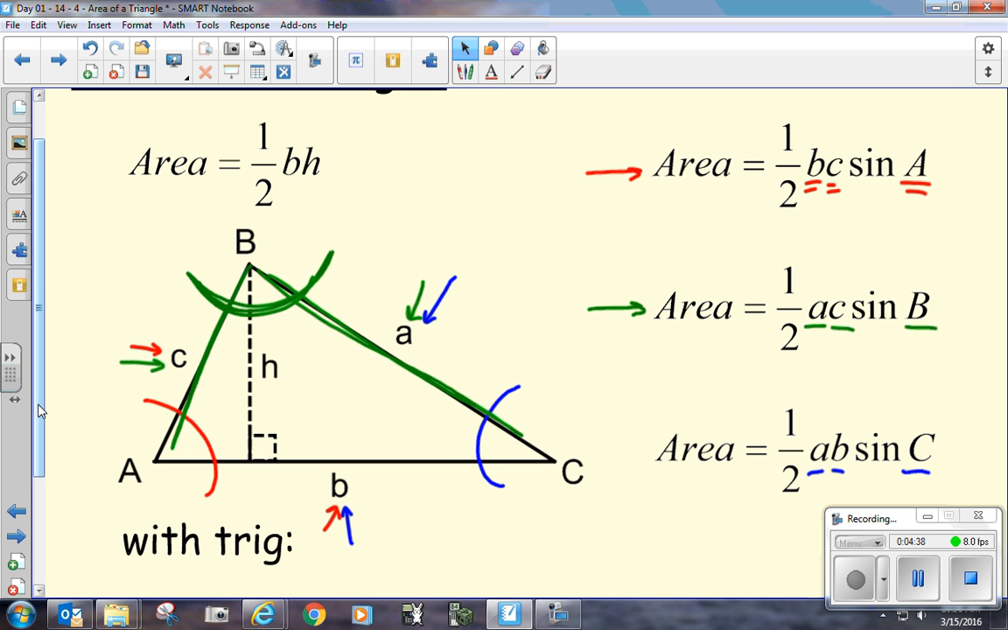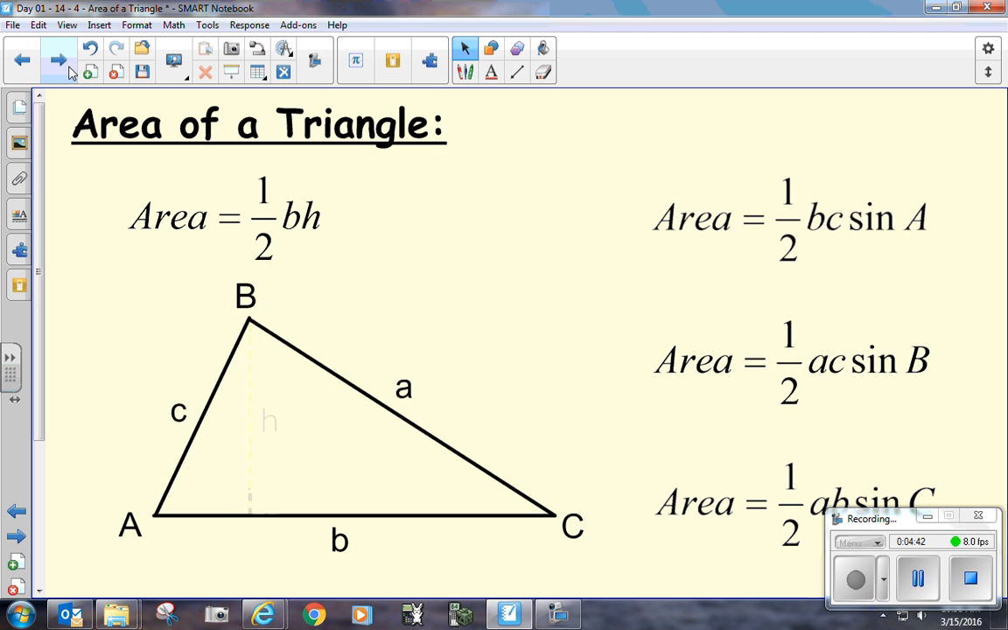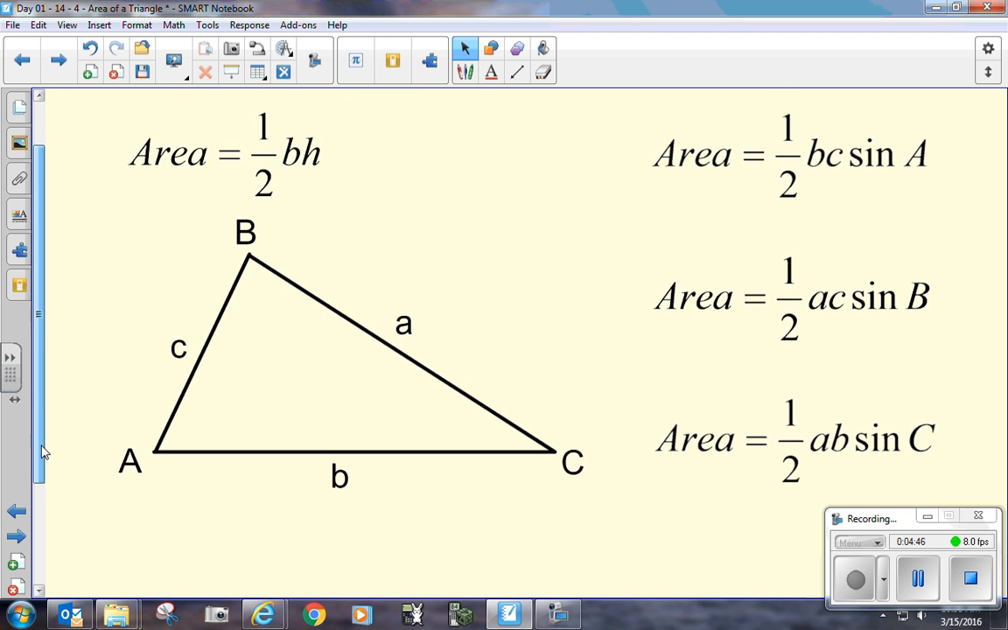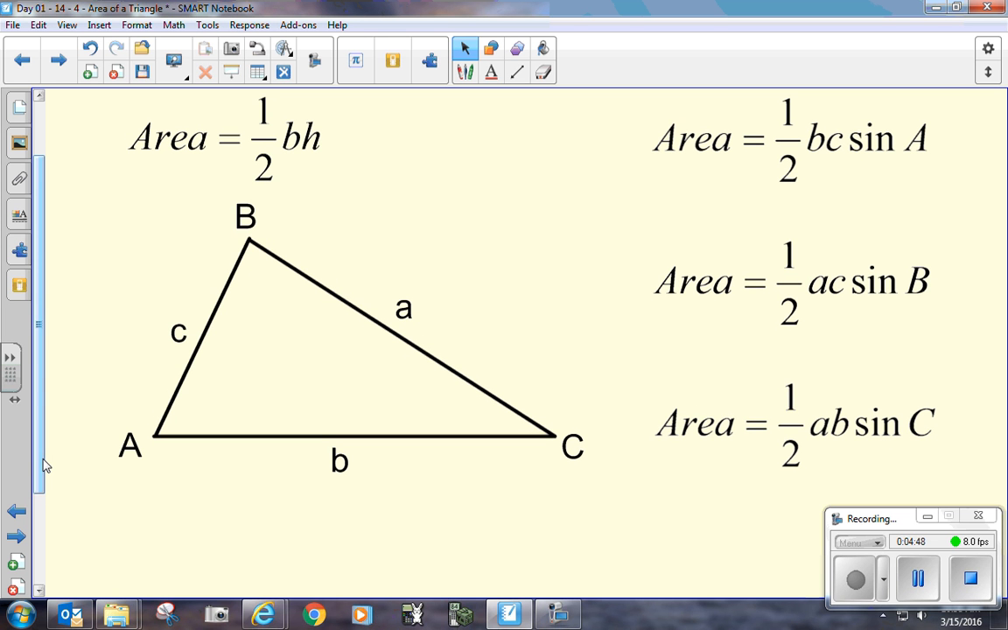Now, where it says with trig, I want you to write this next. We're going to make our out to go away. So how can this be correct? I'm not so concerned that you understand how this happens. I just want you to know that you should be able to apply the formula. If you have the 2 sides and the angle, you should be able to apply the area formula. But let me show you how this works.